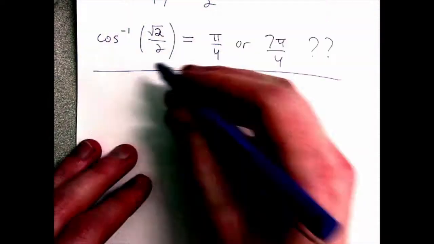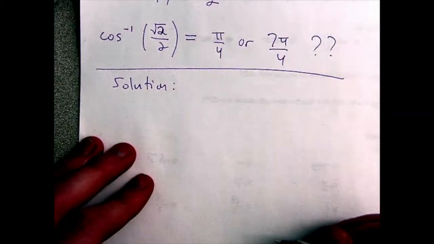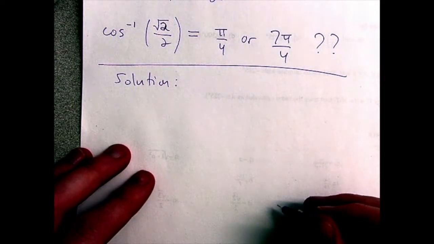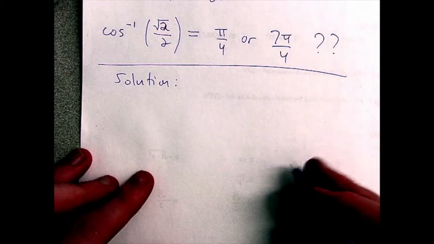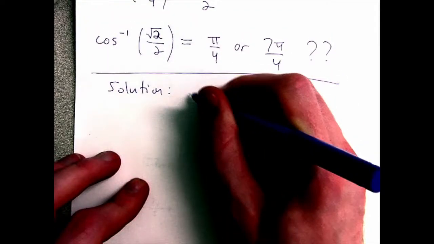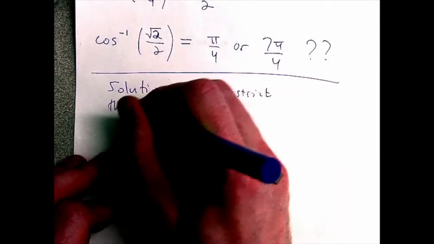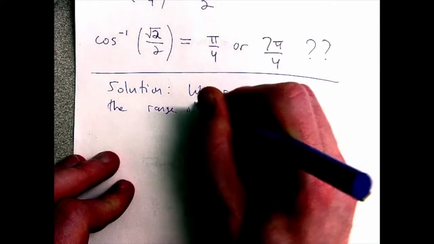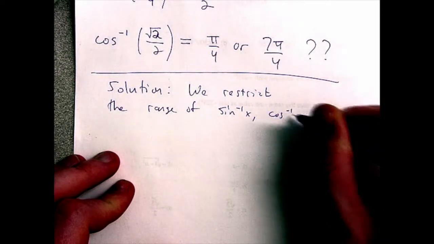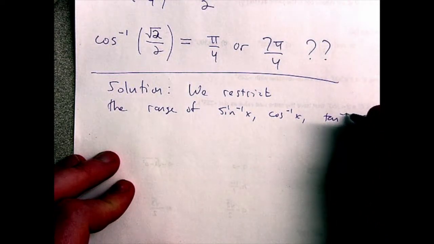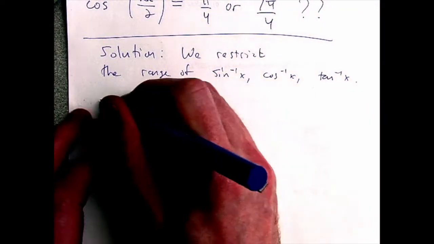So here's the solution to this problem. The solution is the following. We restrict the range of the inverse trig functions. So we restrict the range of the inverse sine function, the inverse cosine function, and the inverse tangent function. Okay, so here are the restrictions.